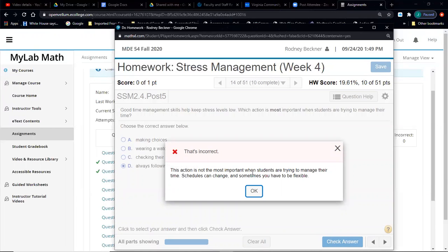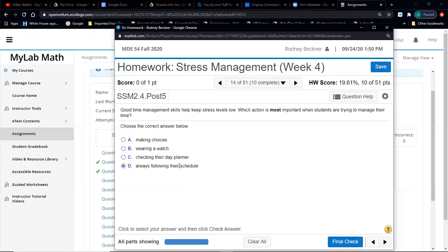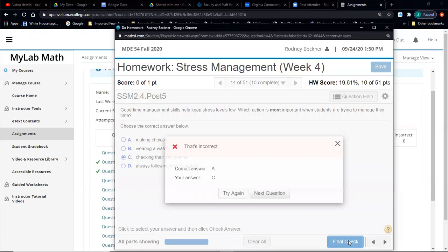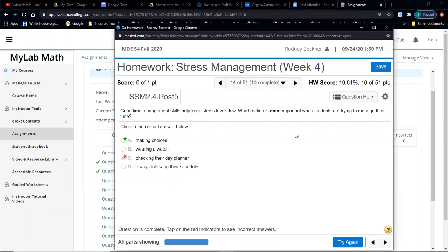The action is not the most important when students are trying to manage their time. Schedules can change, and sometimes you have to be flexible. So I didn't know they were going to account for flexibility in this problem. That is certainly a thing. So checking their day planner. No, the correct answer was A, making choices. So I definitely misread that question in terms of what they wanted.